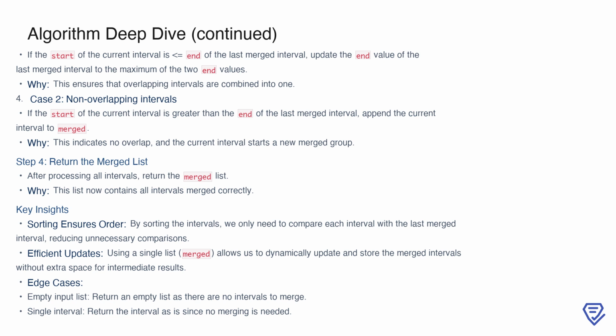In the second case, if the start of the current interval is greater than the end of the last merged interval, it means there's no overlap. In this situation, we simply append the current interval to the merged list, as it starts a new group of non-overlapping intervals. After processing all the intervals, the merged list will contain the final set of merged intervals, which we then return. Sorting the intervals up front is crucial, as it guarantees that we only need to compare each interval with the last one in merged, which minimizes unnecessary comparisons.